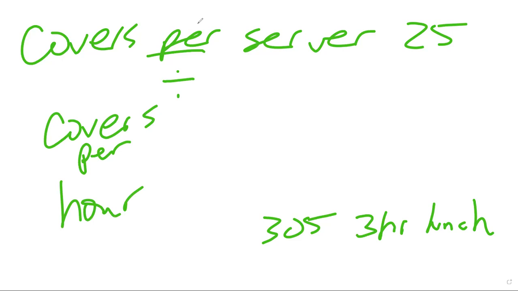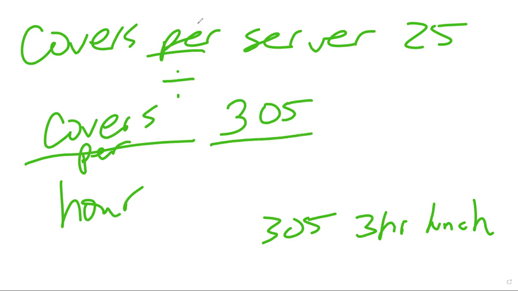And so if we take that and divide, if we do 305 divided by a 3-hour lunch, what do we get? We get 101.67. So I'm going to assume I'm going to have 101, maybe 100 people come in every hour during lunch today.